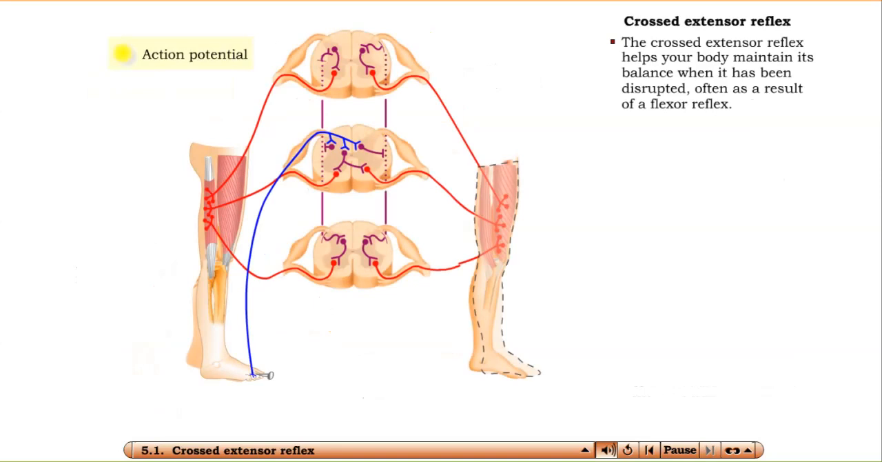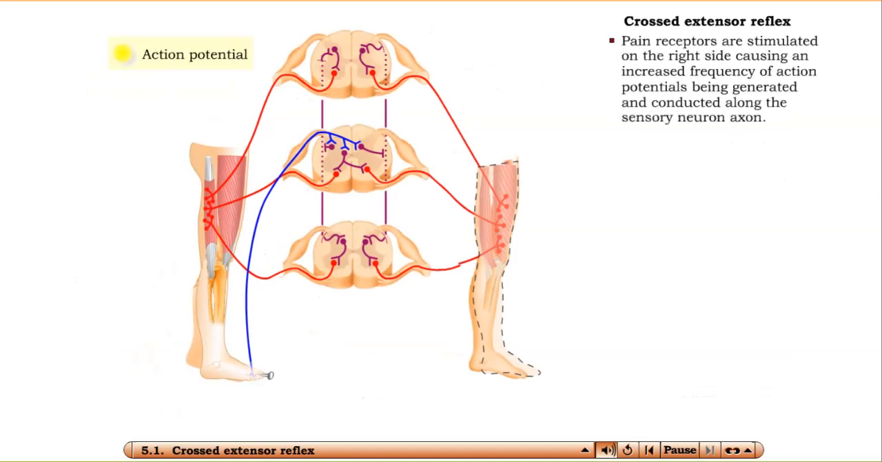The crossed extensor reflex helps your body maintain its balance when it has been disrupted, often as a result of a flexor reflex arc. Like the flexor reflex, it is polysynaptic and intersegmental, but differs in that it is contralateral. The crossed extensor reflex operates in the following manner.